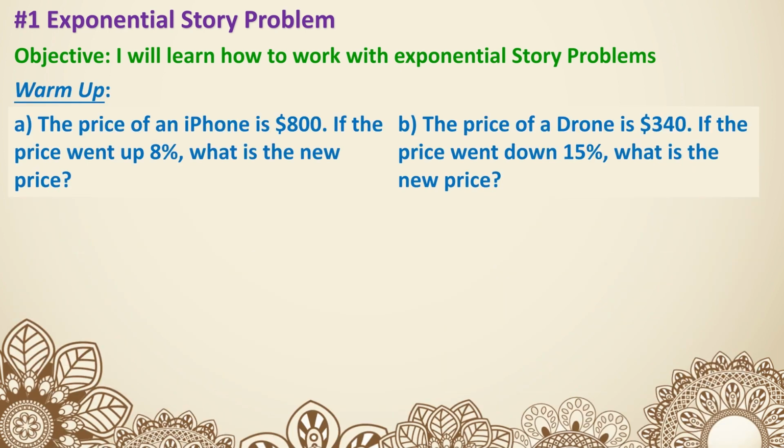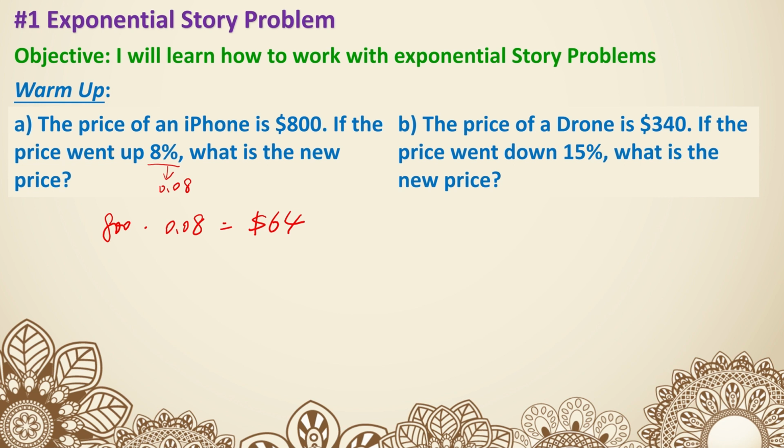First, some warm-up questions. A. The price of an iPhone is $800. If the price went up 8%, what is the new price? 8% of 800, which means we're going to use 800 multiplied with 8%. But we can't exactly multiply with a percent, so we need to change the percent into a decimal, which is 0.08. So it's 800 times 0.08, which is $64.